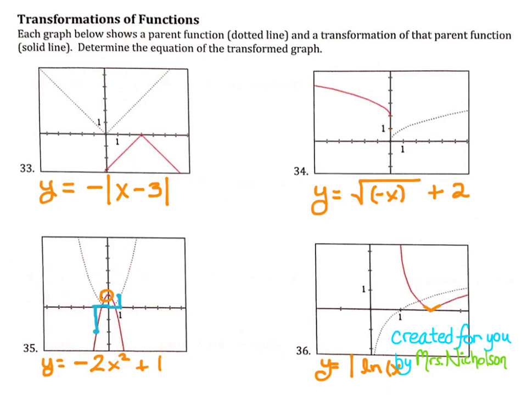Oh no, I'm writing over the watermark. Let me write this. I'll write it here above the graph. y is equal to absolute value of the natural log of x minus 1. That's that horizontal translation, but the whole natural log function is being absolute valued.